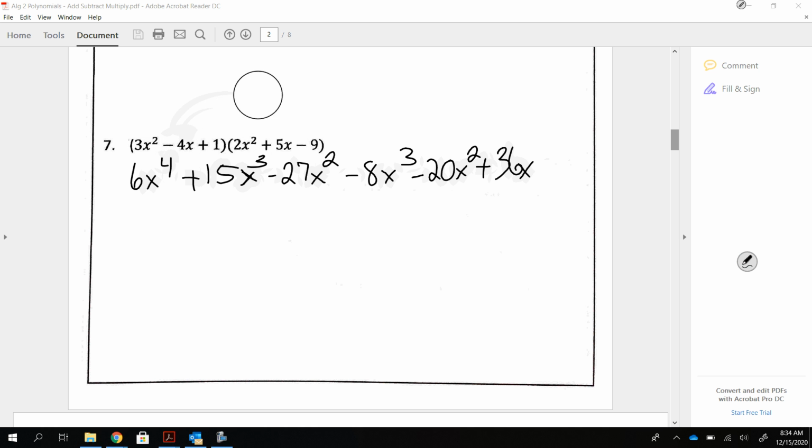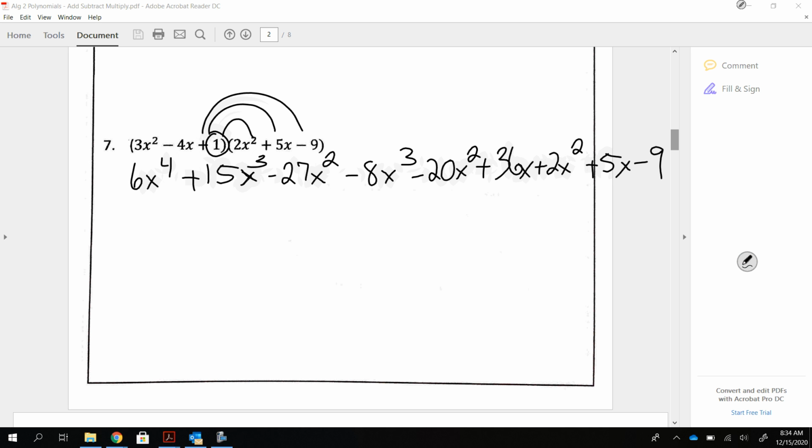Now we move on to the last one. It's 1 times each of these. That should be easy. 1 times 2x squared is plus 2x squared. 1 times 5x is plus 5x. And 1 times negative 9 is negative 9. These are all our terms. There are 9 terms here.